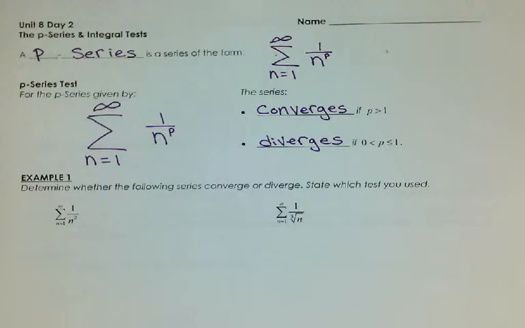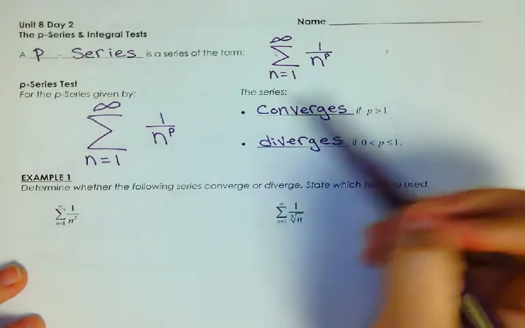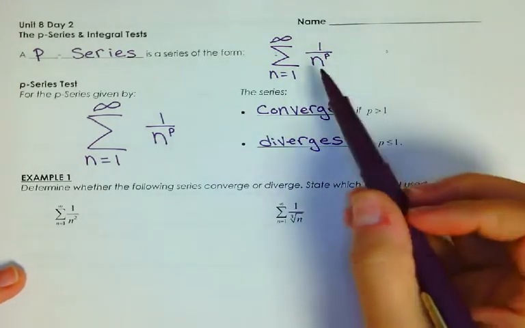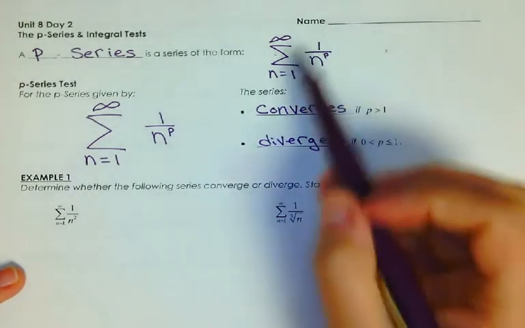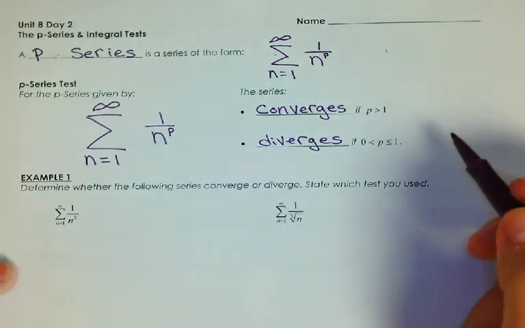Okay, good morning. This is Unit 8, Day 2. We're going to talk about the p-series test and the integral test for convergence. So remember, our goal is to be able to look at a summation and determine if that sum of numbers created by this a sub n is going to converge or diverge.